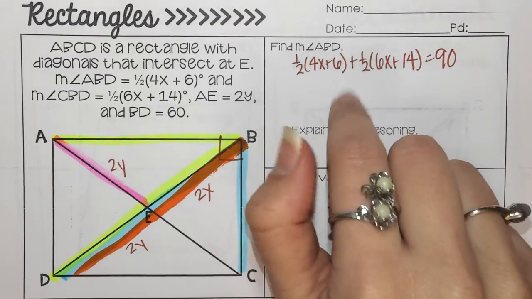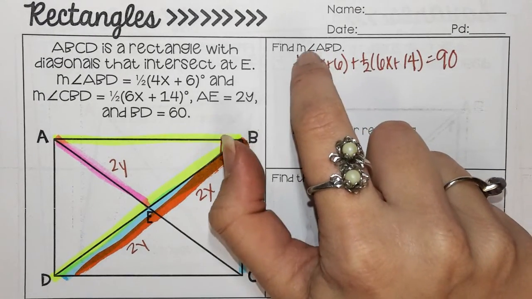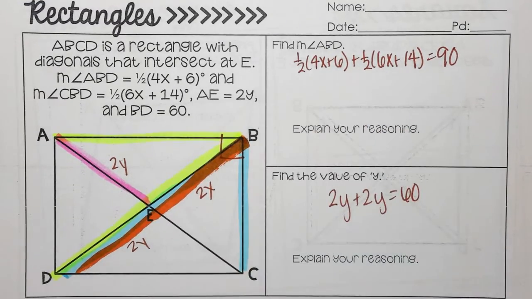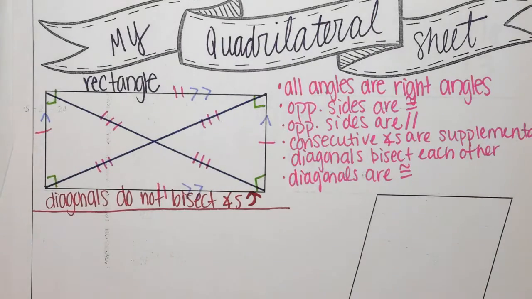Now, once you find x here on the top one, are you done? Does it ask you to find x or the measure of angle ABD? ABD. So what do you do with x once you find it? Plug it in. All right, let's look at the next figure.